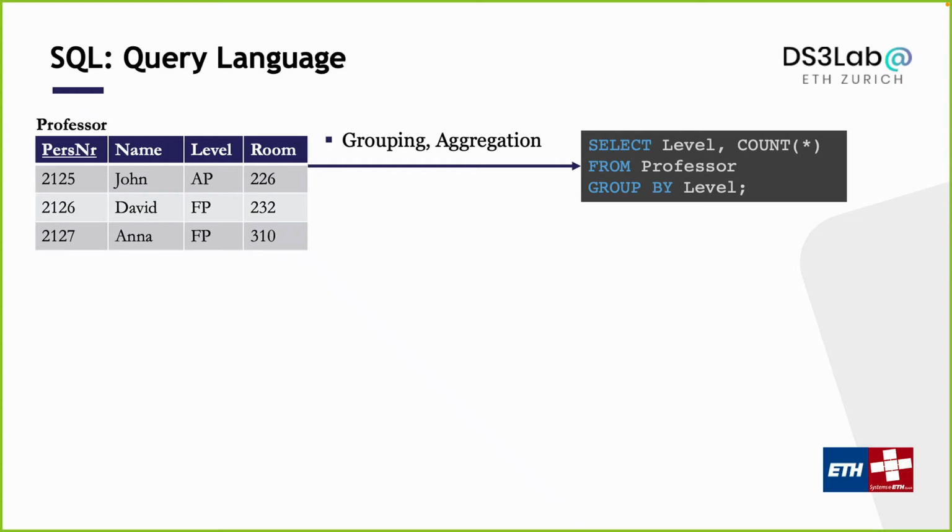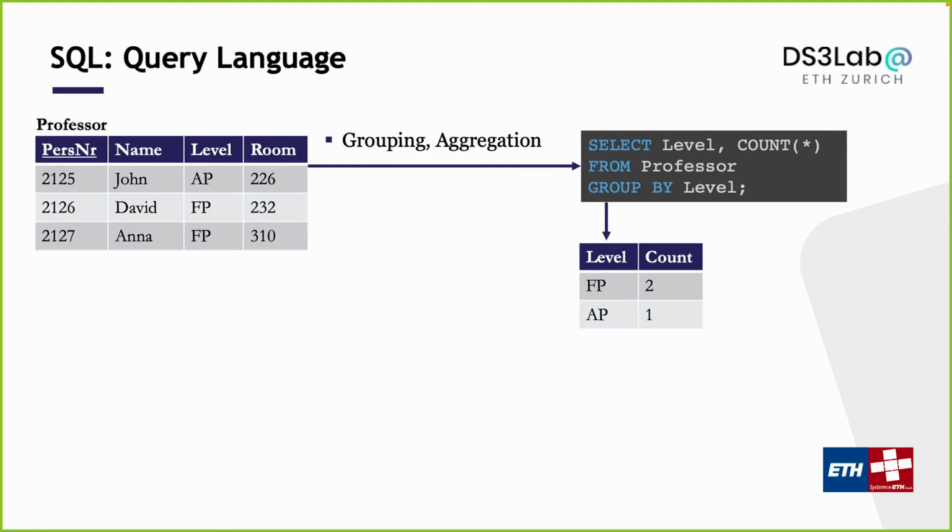Group by level. I have two unique values for level, AP and FP. So I have two groups. I have the AP group, I have the FP group. The AP group corresponds to the first tuple. The FP group corresponds to the second and third tuples. Okay, I have this. And then there's an aggregation function, count star, which takes as input a group and outputs a value. In this case, it's very natural. I want to take a group and count how many tuples there are. Okay? In this case, it's going to give you two groups, because there are only two unique values for level in the relation.